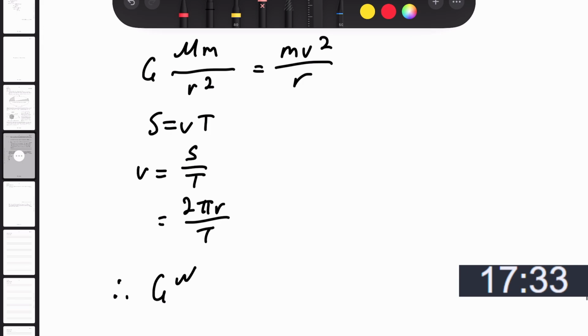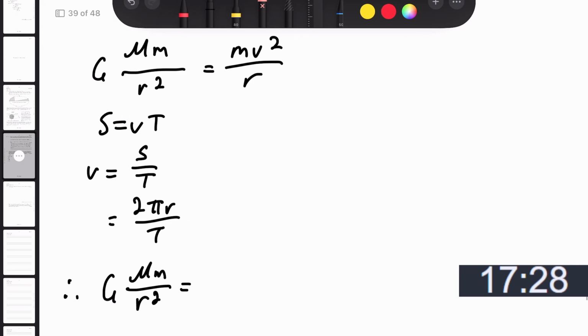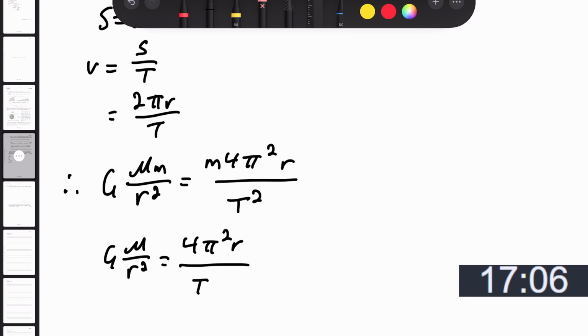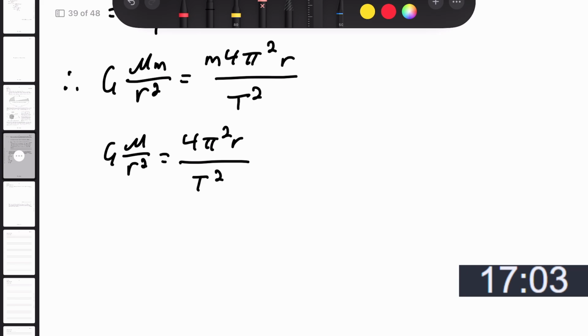Therefore, G m over R squared is going to be equal to m times 4 pi squared R on T squared. The m's cancel, so G m over R squared is going to be 4 pi squared R over T squared. I remember I forgot the square of the pi many times. So then we have that T squared on R to the power of 3 is equal to 4 pi squared on G m.